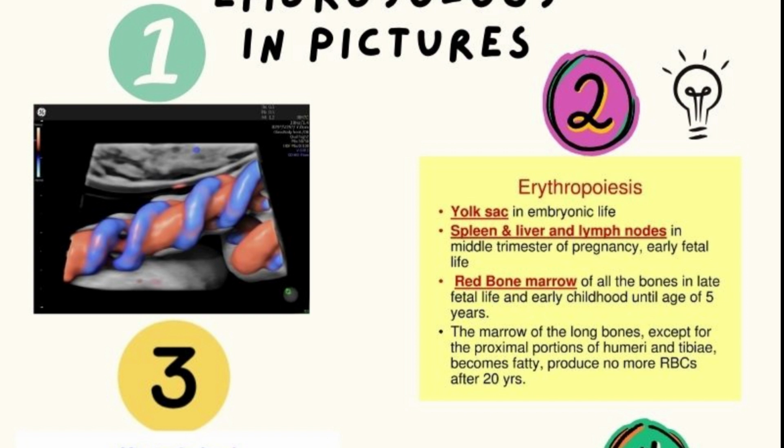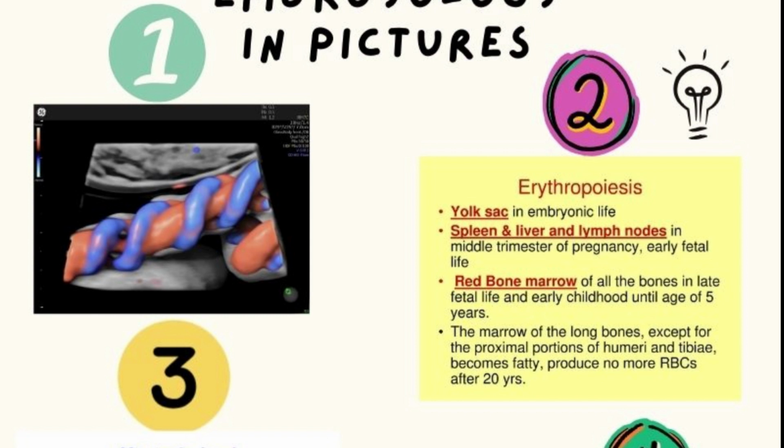Later on in fetal life and in early childhood until the age of 5 years, erythropoiesis is happening in the red part of the bone marrow. The marrow of the long bones, except for the proximal portion of the humerus and tibia, becomes fatty, and they produce no more RBCs after 20 years. So you must know about this, the erythropoiesis. This is from the book Guyton.